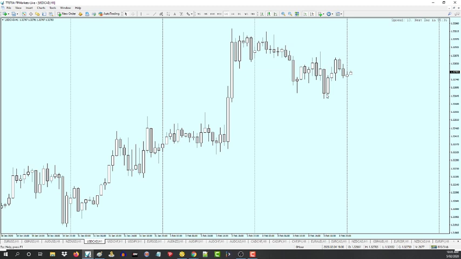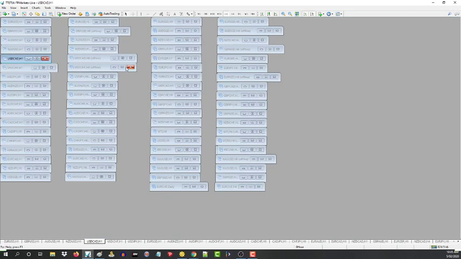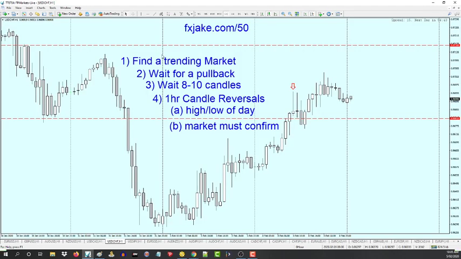And then you stopped out right here. So maybe it'll make another local low, and then we can go long and so forth. You get the idea. The idea here is that the market essentially has to give you signs that it's trending and then signs that you're getting the reversal. And the reversal signs are essentially those rules. So our Swissy is right here, and these are the rules. Trending market, wait for a pullback, 8 to 10 candles, 1 hour candle reversals.